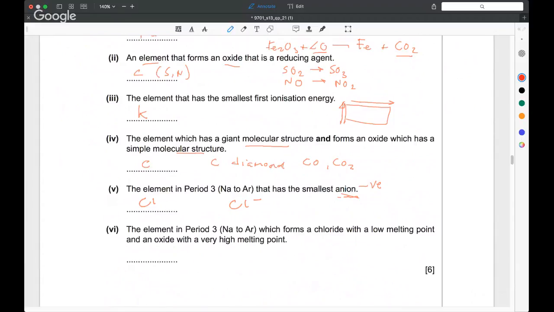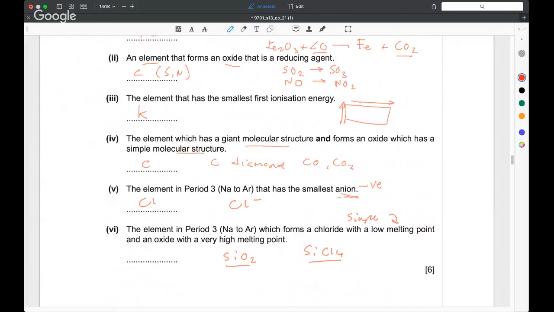2 minus. And again, looking at period 3, we're looking for an element that forms a chloride with a low melting point. So that's going to be a simple molecular substance, isn't it? And an oxide with a high melting point. Now, a really nice candidate here is silicon dioxide as the oxide with a high melting point, and silicon tetrachloride, which is a simple molecular substance.